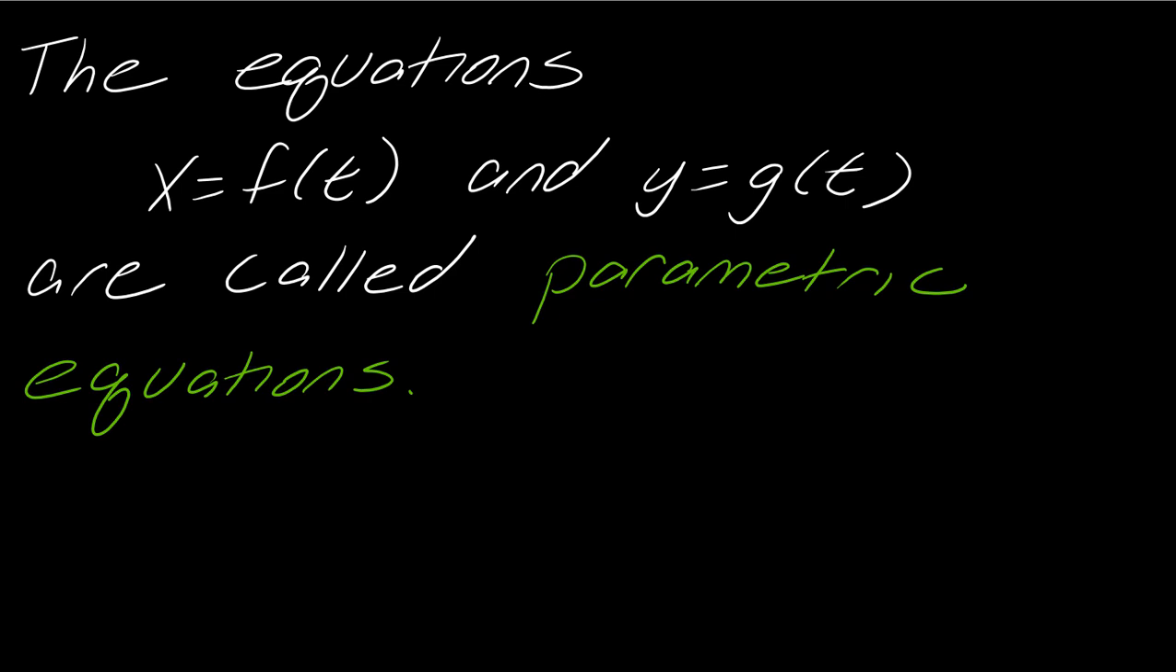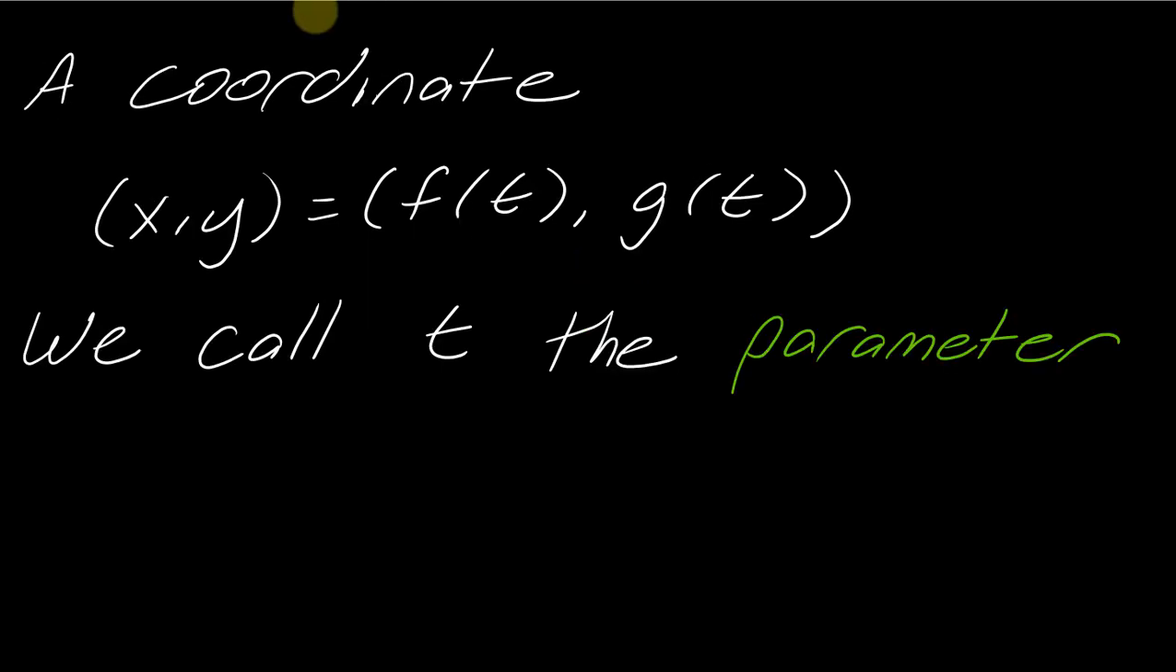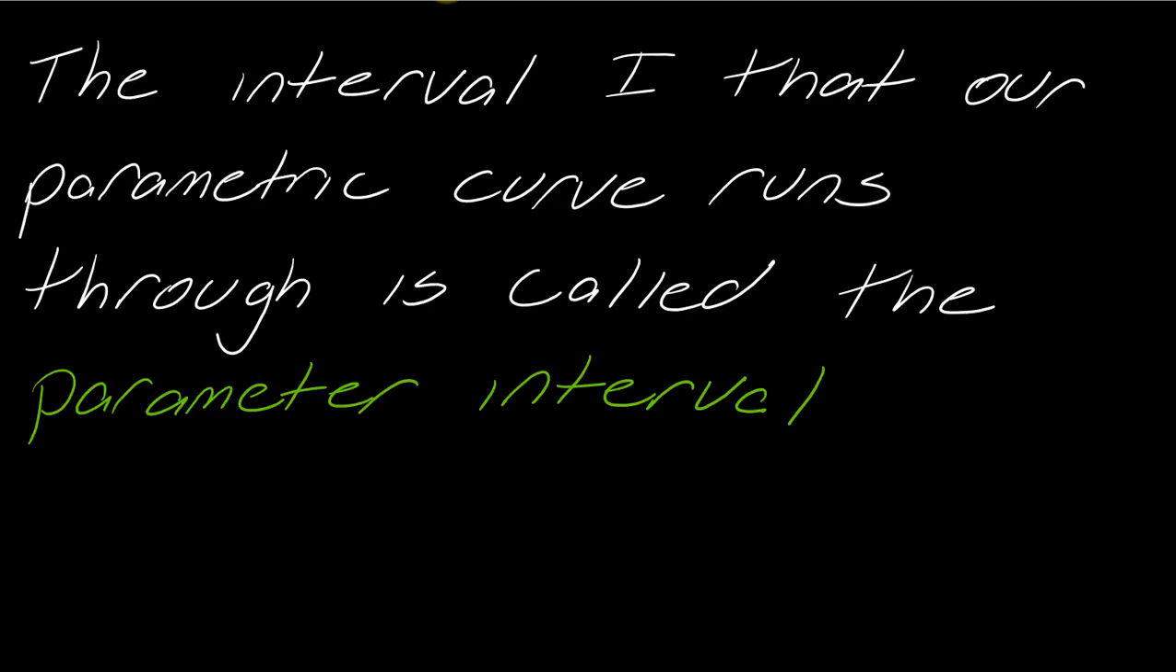So parametric equations create a parametric curve. And then for a coordinate, instead of having x, y, we can alternatively think of this as f of t and g of t. This is how we would describe a coordinate. And t itself, we call the parameter. So we have different ways to describe coordinates, and t is the parameter. Then we have the interval I that our parametric curve runs through. This is called our parameter interval.